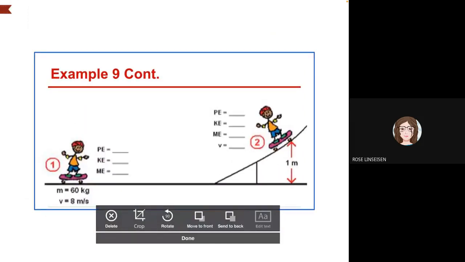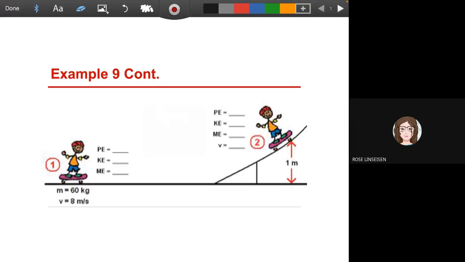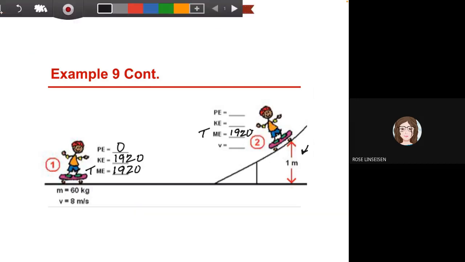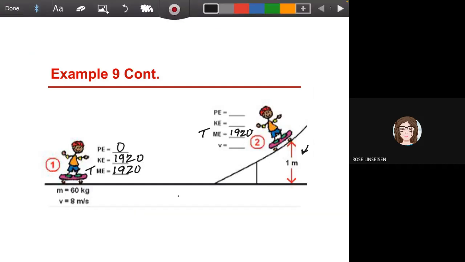All right. So I'm going to clear this one, and I'm going to go on to the next one. All right. So in this case, where this person is down here, I'm going to go ahead and put my numbers back in here. And watch this little bit of magic. So here, the person still has a total of 1920 mechanical energy. But now, since this person is 1 meter above the ground, they're going to have some gravitational potential energy. So I have to calculate that first.